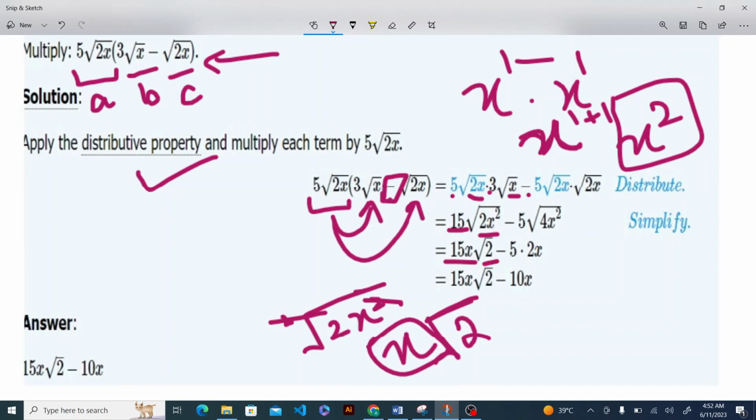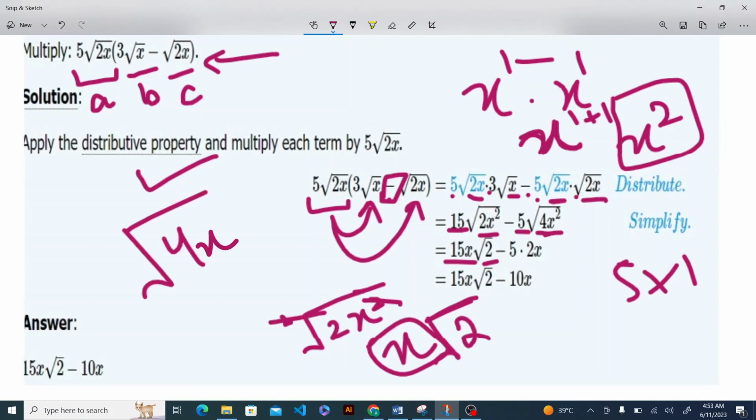Okay, minus. For the second term after subtraction, what is going to be done? 5 will be multiplied with the other value. Here no value is present, which means 1 is present, so 5 ones are 5. 5 multiplied by 1 is 5, so 5. And for the inside values, 2x into 2x will be 2 2s are 4, and x into x, x square. So this is the value here, 4x square.